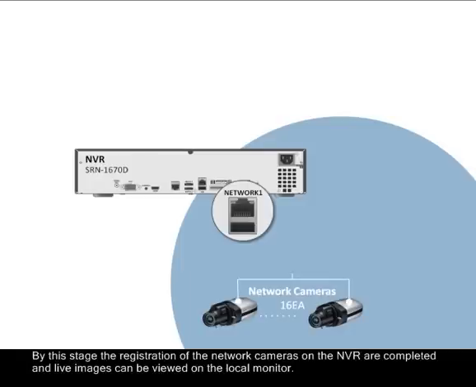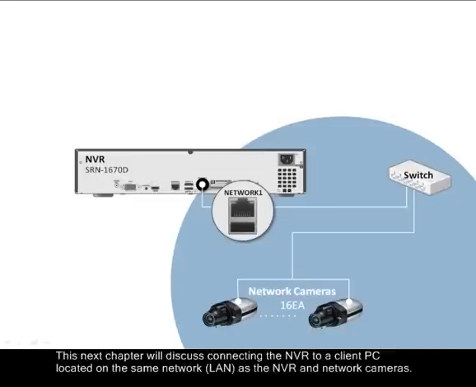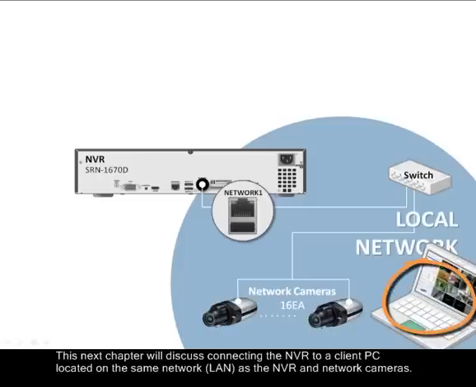By this stage, the registration of the network cameras on the NVR is completed, and live images can now be viewed on your local monitor. This next chapter will discuss connecting the NVR to a client PC located on the same network or LAN as the NVR and, of course, the network cameras.